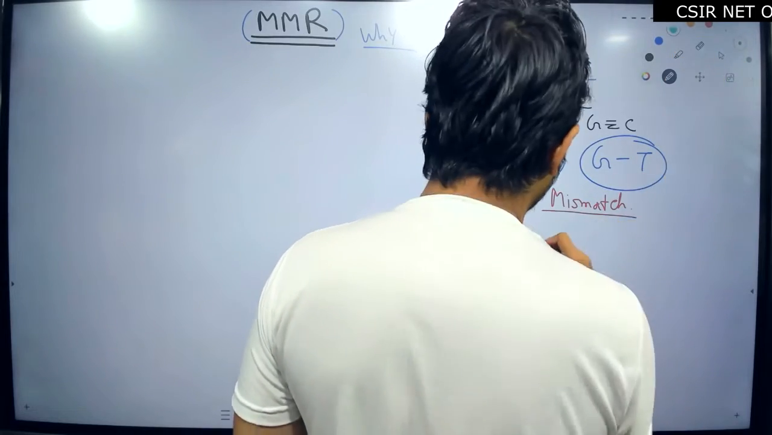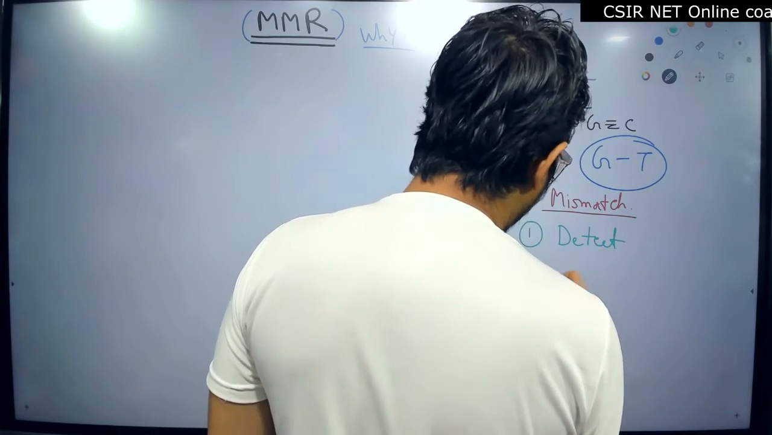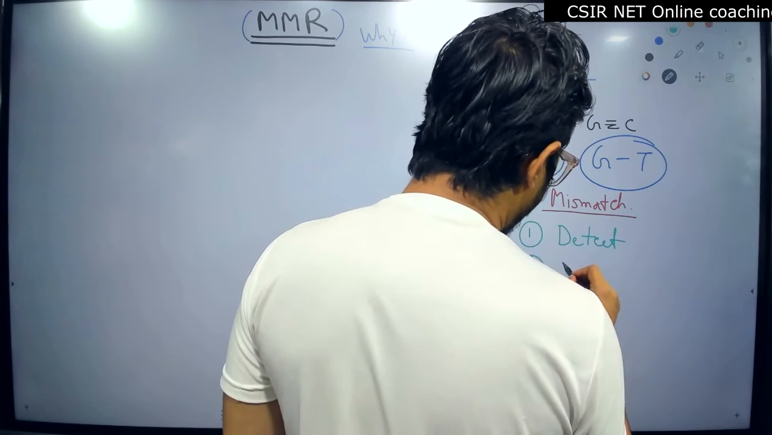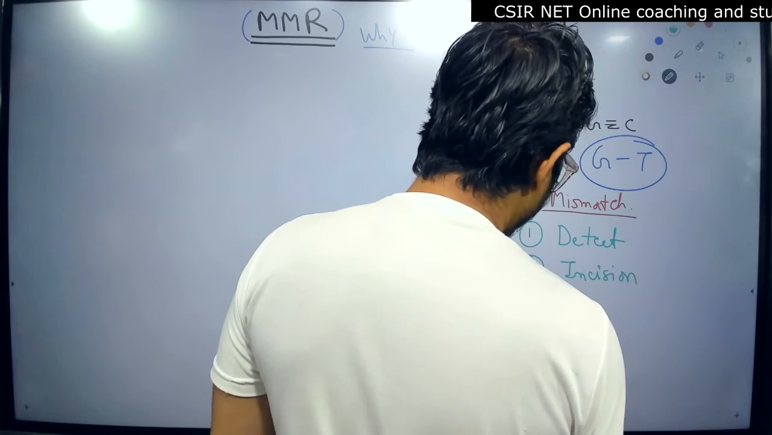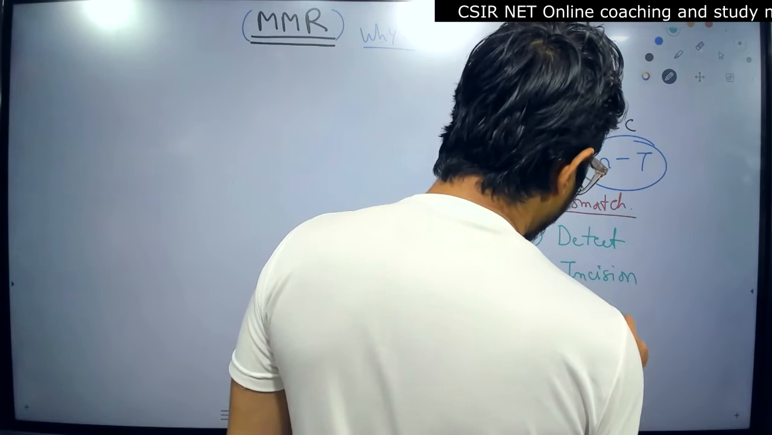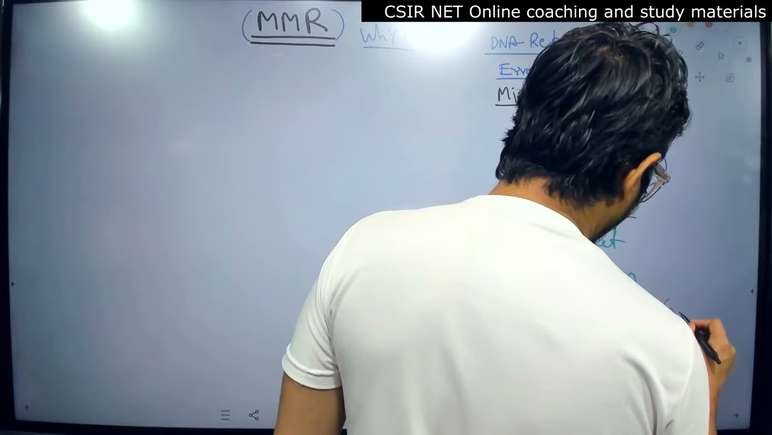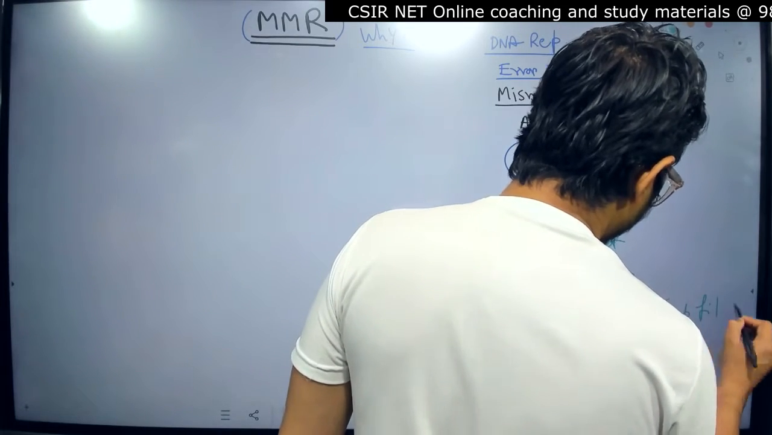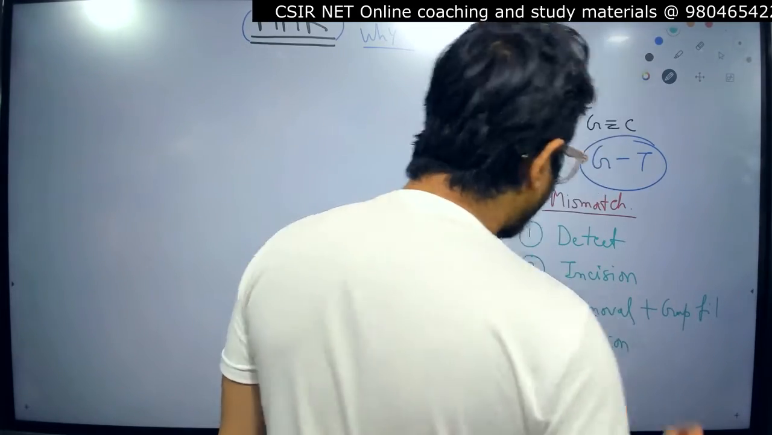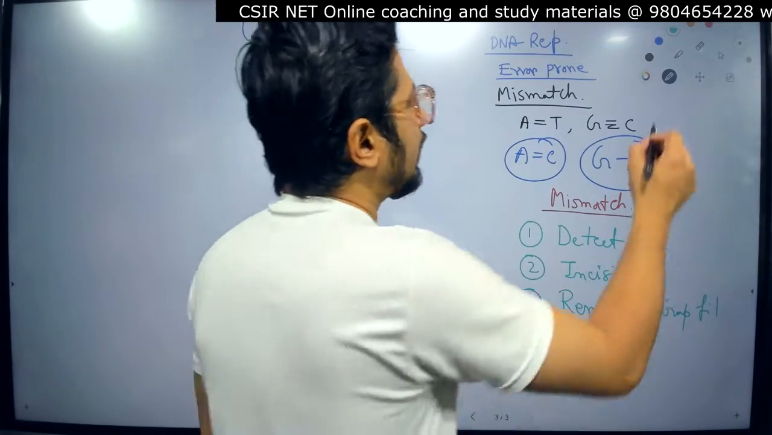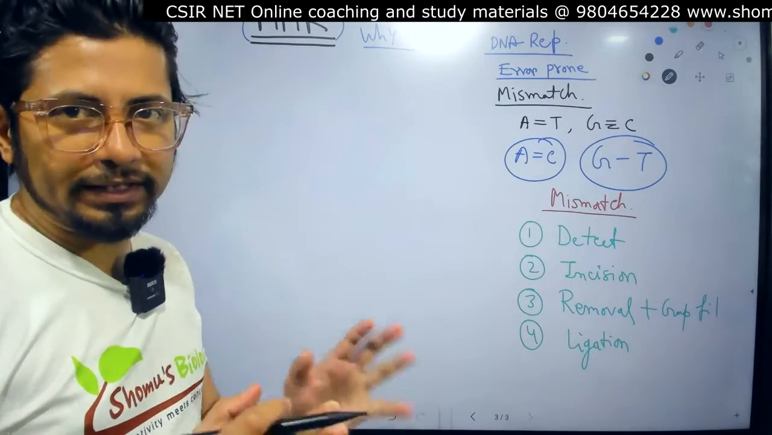So the steps, if I consider: first of all, we'll detect it. The second step, identification and detection is done. Incision is done. Then removal and gap fill. Last is ligation of the strands. These are the 4-step process that are involved to fix a mismatch or mismatched base even after the DNA replication.